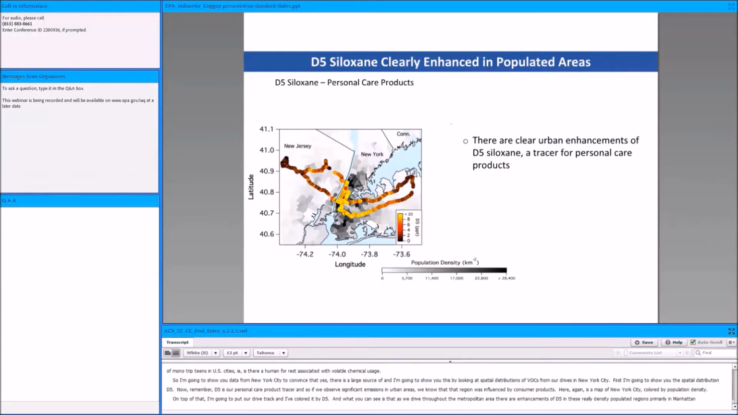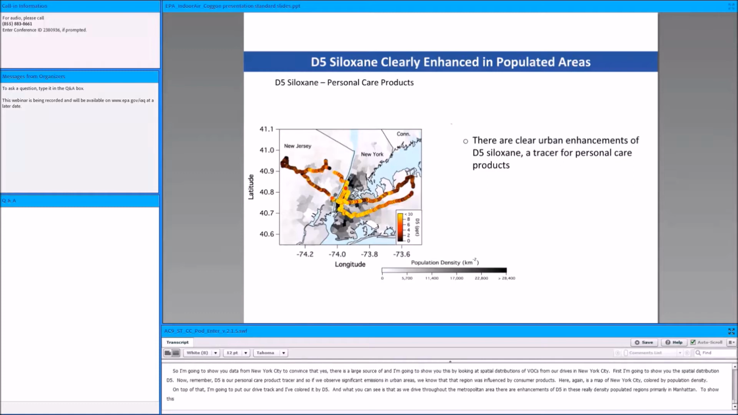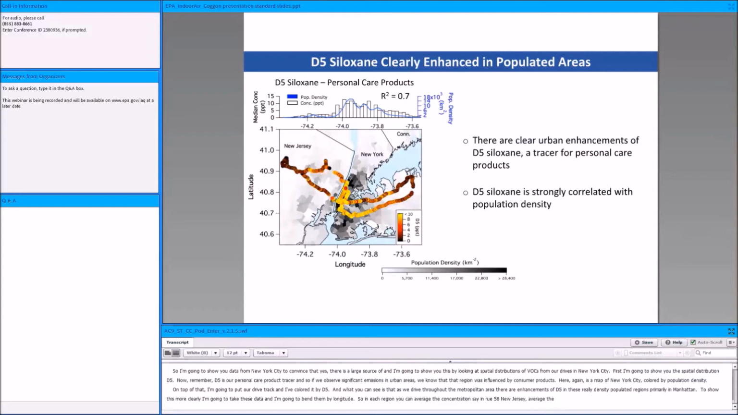To show this more clearly, I'm going to take these data and bin them by longitude. So in each region, you can average the concentrations, say in rural New Jersey, average the concentrations in downtown Manhattan, as well as those in Long Island. And that's shown here as these white squares. And you can see clearly that as we drive into New York City, there's this enhancement of D5-siloxane. And then it decays away as we go further into Long Island.